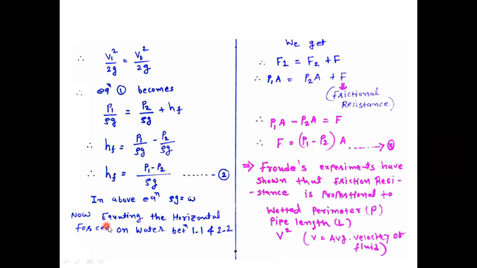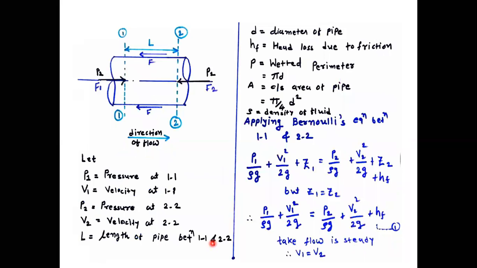Now equating the horizontal forces on water between cross-section 1-1 and cross-section 2-2. See figure number 1. In this figure you can see there are three horizontal forces. One is F1, second is F2, and third is capital F, the frictional resistance. So with the direction, you can say F1 is equal to F2 plus F. The direction of F1 is from left to right, and the direction of F2 and F is from right to left.